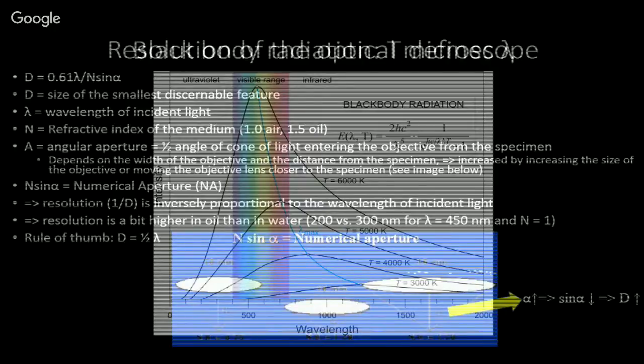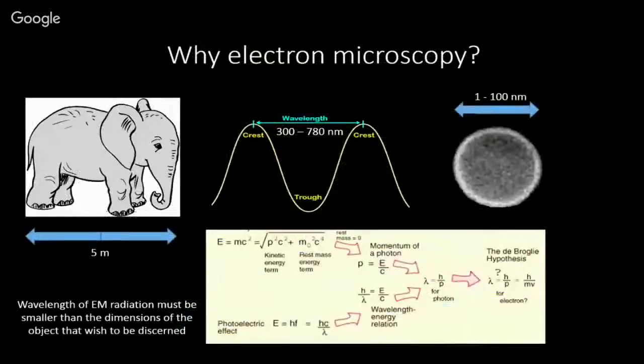Let's skip this. This is not really important. So 300 to 700 nanometers is the wavelength of the visible light. And so if you want to see an elephant using an optical signal that has a wavelength of 5 meters, say the size of an elephant, would you be able to see the elephant?